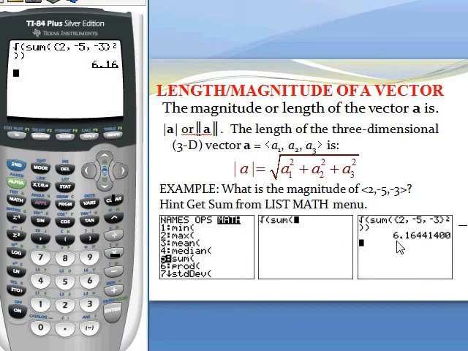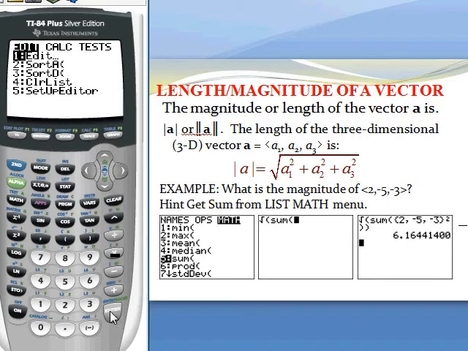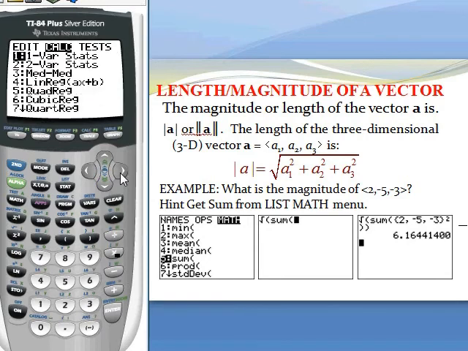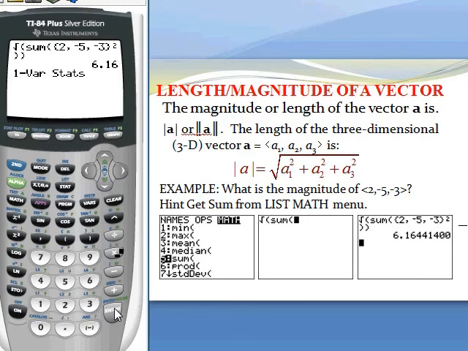I'll also show you another way to do that with 2, negative 5, negative 3. You can also use the table feature. Watch. You can go Stat, Edit. Let's clean up L1. Alright. And I will enter 2, -5, and -3. Once you enter that, you can go to Stat, Calculate, and do one-variable statistics on L1, because I put my components over there.